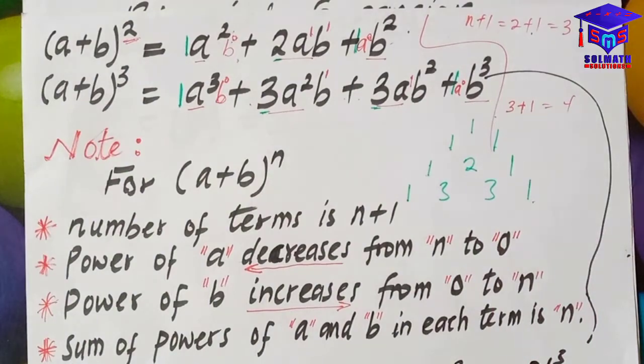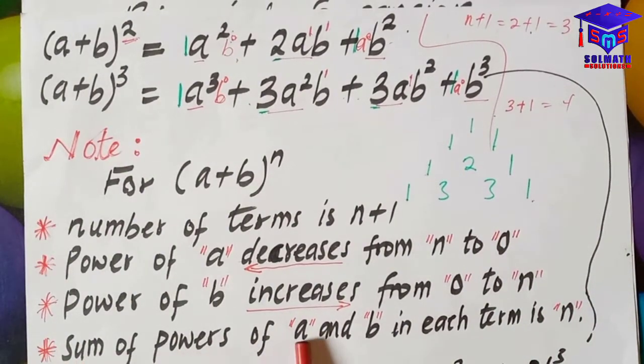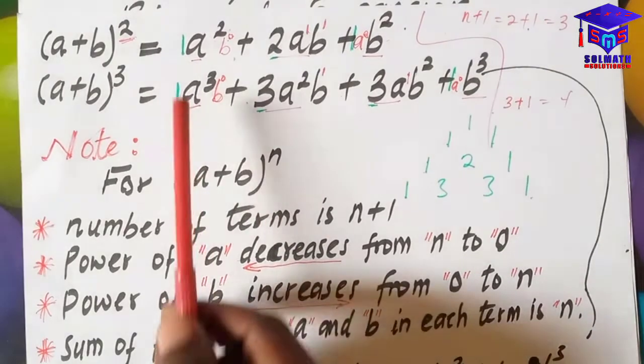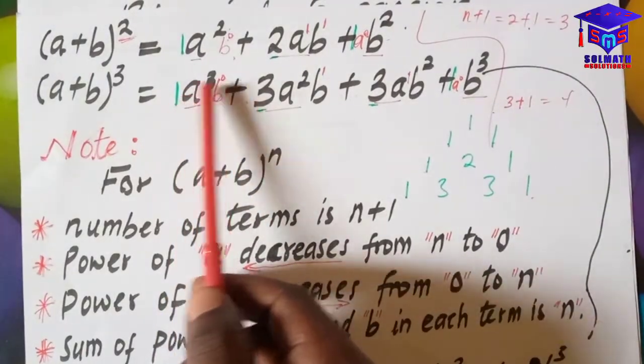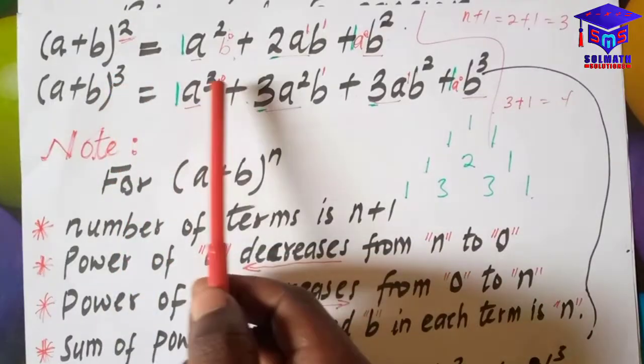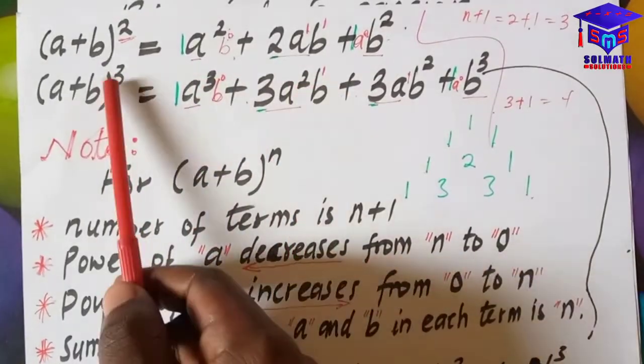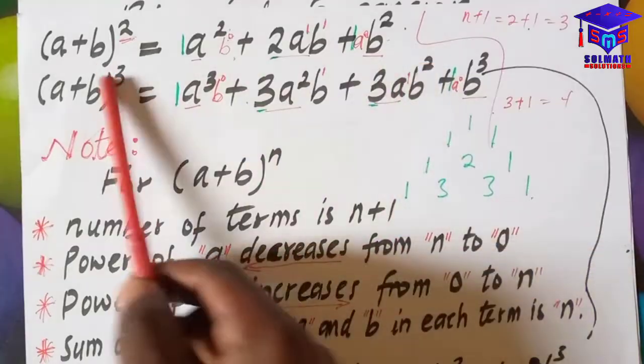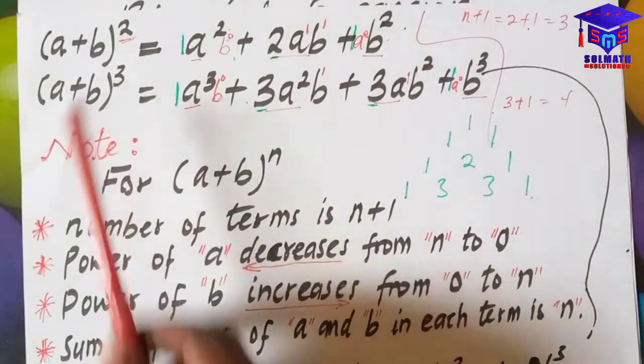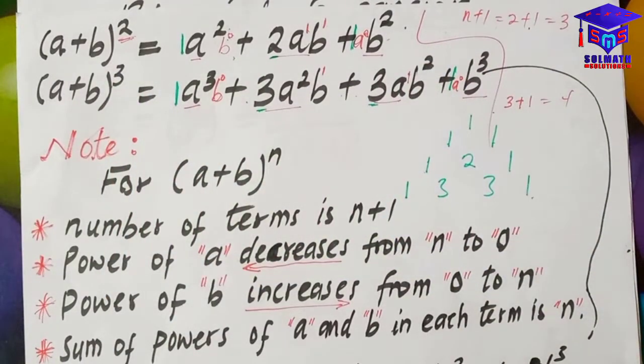Then again, we said if you sum the powers of a and b in each term, we should get n. So if you sum the powers of a and b, you should get the power of the binomial. So 3 plus 0 is 3, 2 plus 1 is 3, 1 plus 2 is 3, and then 0 plus 3 is 3. These are some of the things we talked about, which will be needed over here too.